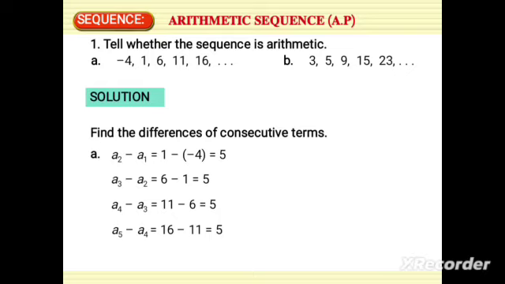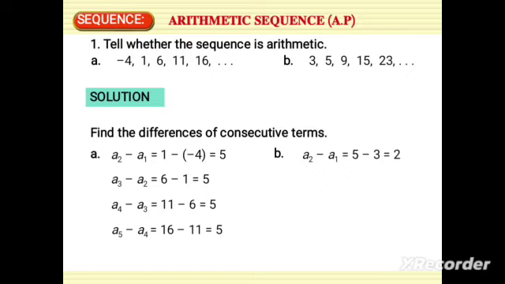So in short, what we are doing here, we are taking the second term minus the first term, and the other term ahead also minus the one preceding. That way you get the difference, which is common, and that's why we call it a common difference. So if it gives us a common difference, that means it meets the threshold to be an arithmetic sequence.